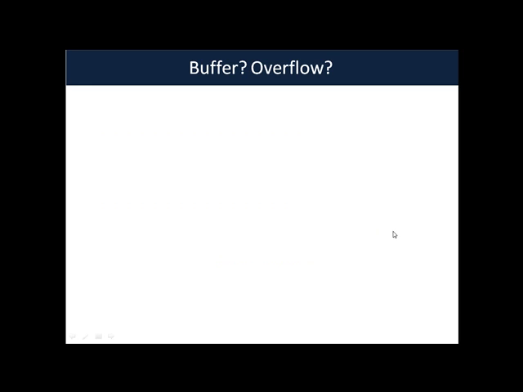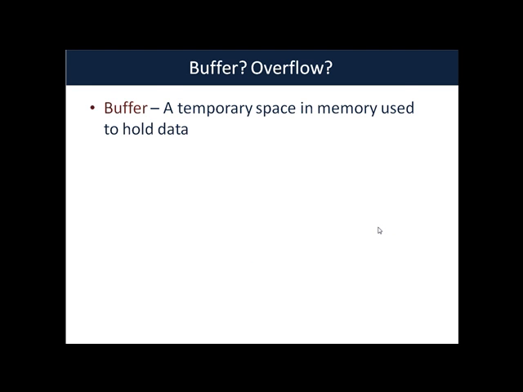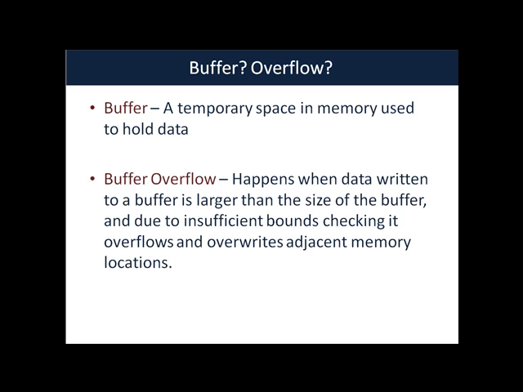So exactly what is a buffer? Now, a very simple definition: a buffer is a temporary space in memory which is used to hold data. And a buffer overflow happens when data written to a buffer is larger than the size of the buffer itself. Due to insufficient bound checking, there is an overflow and adjacent memory locations are also overwritten due to this large amount of copying which is happening.